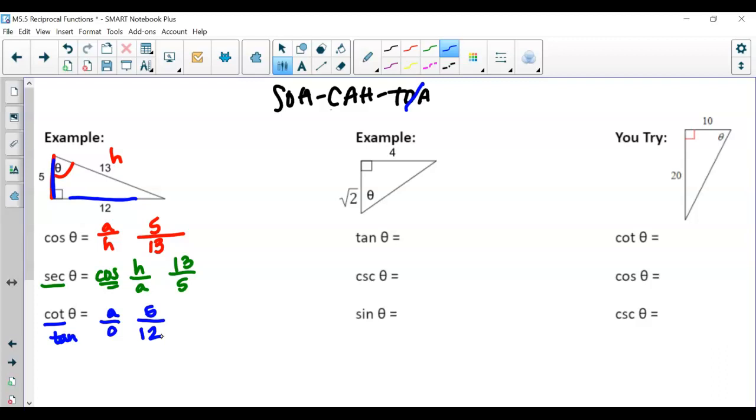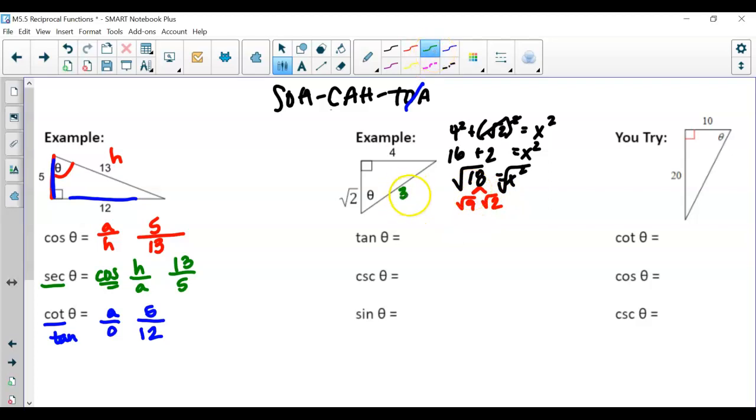reciprocal. So now here, before we continue, we need the hypotenuse. So again, Pythagorean theorem, 4 squared plus radical 2 squared is equal to x squared here. So we've got 16 plus, now notice radical 2 raised to the second power, they're inverses, they're opposites, so they just cancel out, and you're left with 2. So now I've got 18 is equal to x squared, take the square root. However, can we simplify radical 18? Yes, because radical 18 is radical 9 times 2. What is the square root of 9? 3. So 3 radical 2 is the hypotenuse.